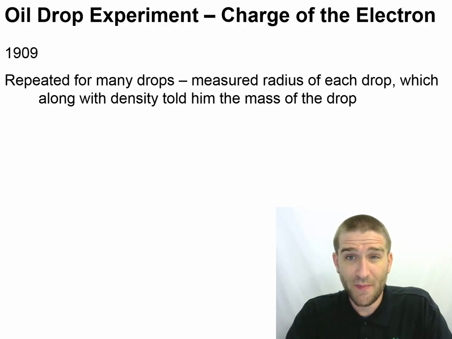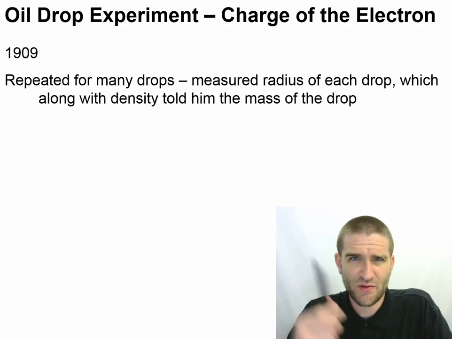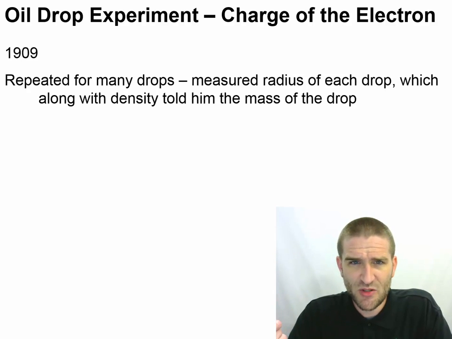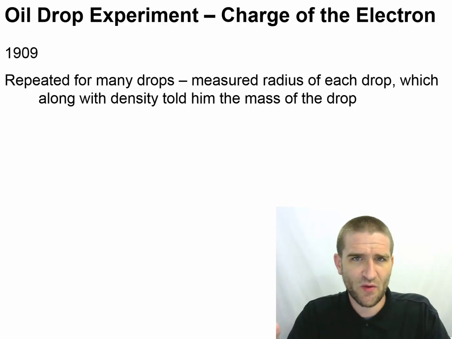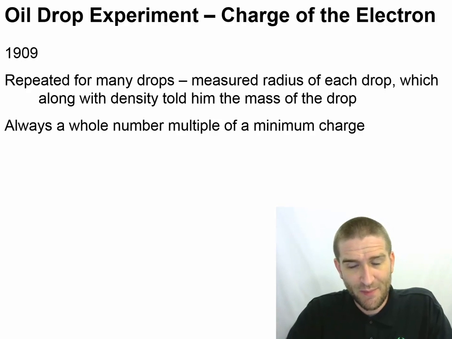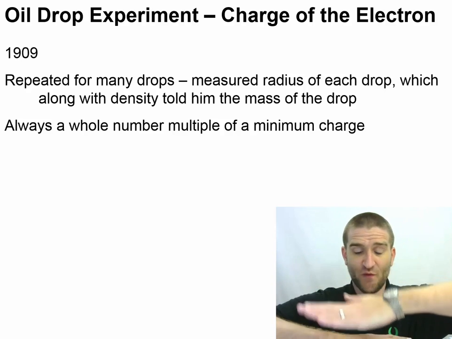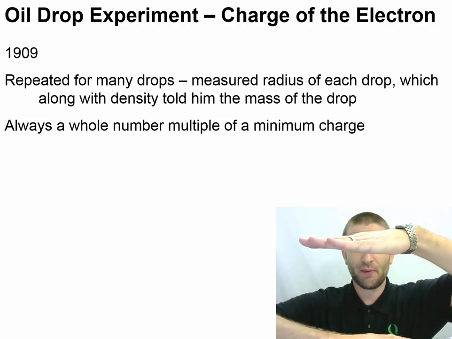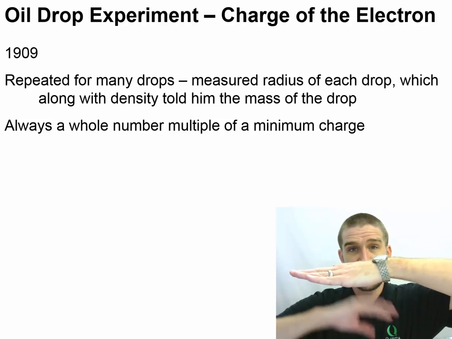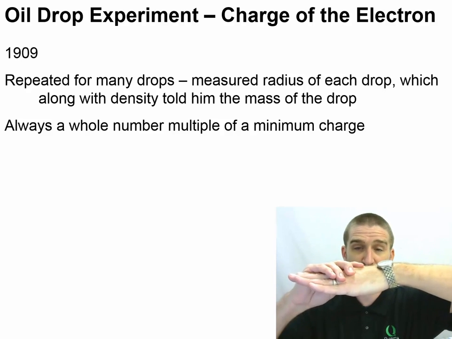Now, he repeats this for many drops. I think it was a few thousand or something like that. Measured the radius from each of the drops, along with the density and a few other things. He was able to determine the mass of each drop. Based on that mass and the charge that he had to use, he was able to determine how much force there was pushing the drop up. So when he got it to levitate, he knows the amount of force that's in there. From that, he can determine the charge.